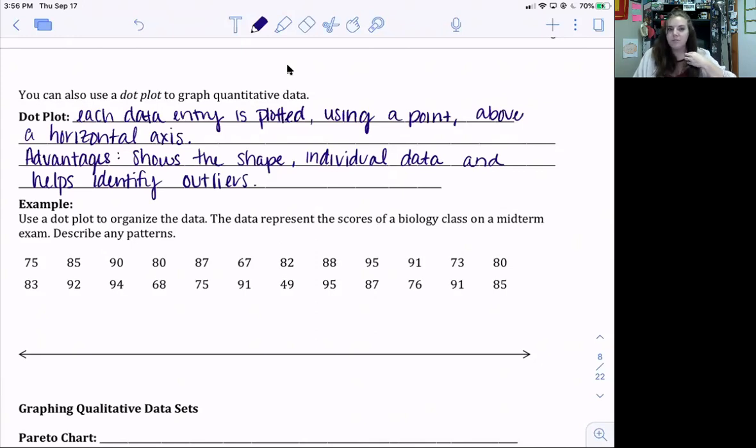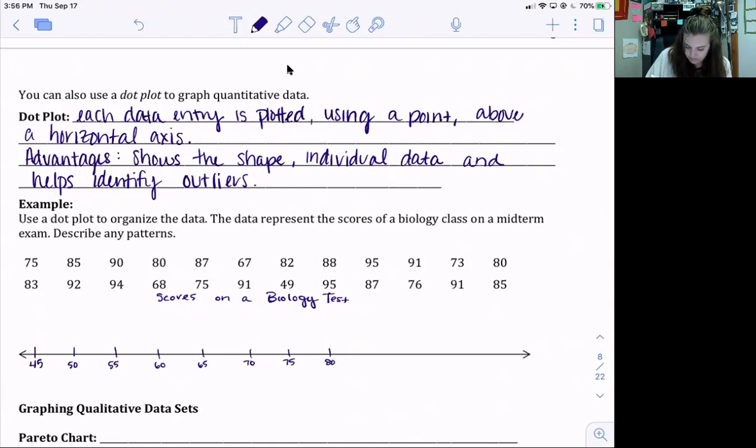So here, if we want to use a dot plot to organize the data to represent the scores on the biology test, again, we're going to make sure we label above. We have scores on a biology test. And we know our minimum from the previous example is 45. And we need to go up to 95. Here's the thing though, you have to make sure you include every number. So I'm gonna go ahead and just go up by every 5. And then what I do is I just go back in and add 4 little tallies in between.